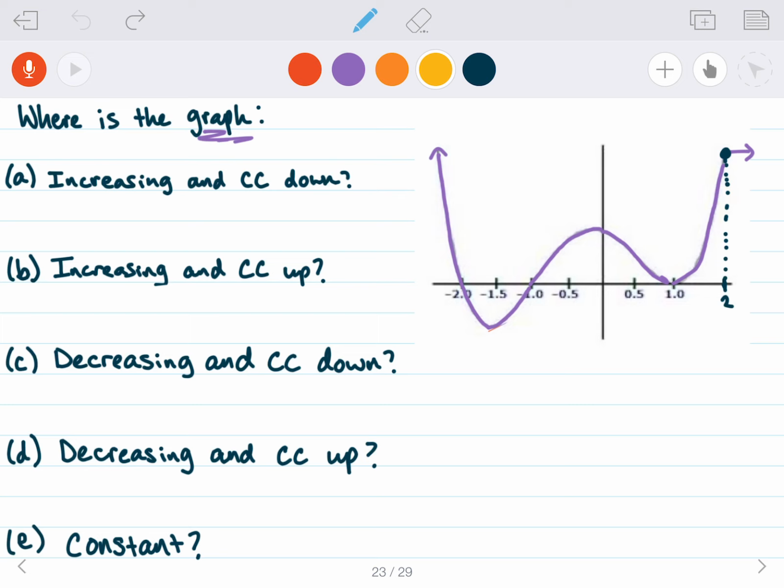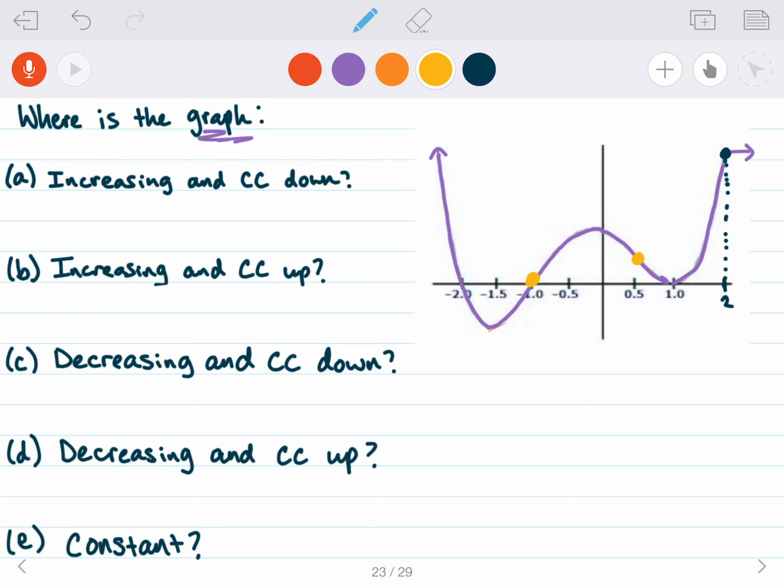Okay, so for this problem, we want to investigate the concavity of this graph as well as where it's increasing, decreasing, and constant. So we want to first estimate our inflection points, or where it changes concavity. And we can see that it looks like it's going from concave up to concave down right about here at x equals -1. Then it's concave down and it starts to concave up at, I would say, approximately x equals 0.5. So it looks like those are the only points of inflection here.